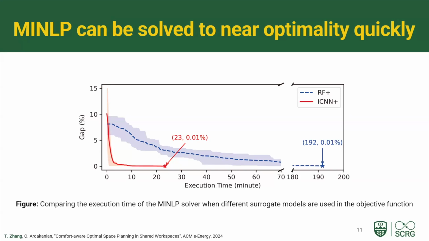The most significant observation from this plot is that using ICNNs as surrogate models can save about 80% of the time when we solve the MINLP problem, which helps us to solve the problem more quickly without sacrificing accuracy. And it's a crucial advantage in practical applications.